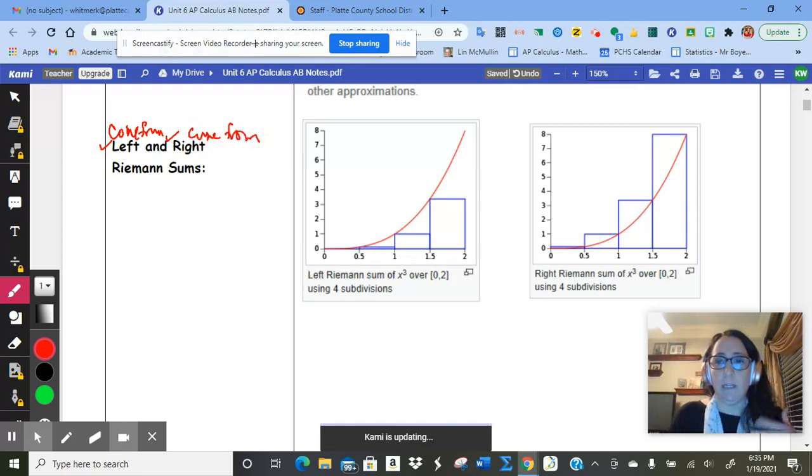Okay, so it's talking about I'm either going to come from the right or I'm going to come from the left. So if I'm looking at this right here and I want a left Riemann sum over 0 to 2, well, I know I'm looking between 0 and 2. I cannot go outside of those bounds. So if I'm left, then I'm going to start over here.